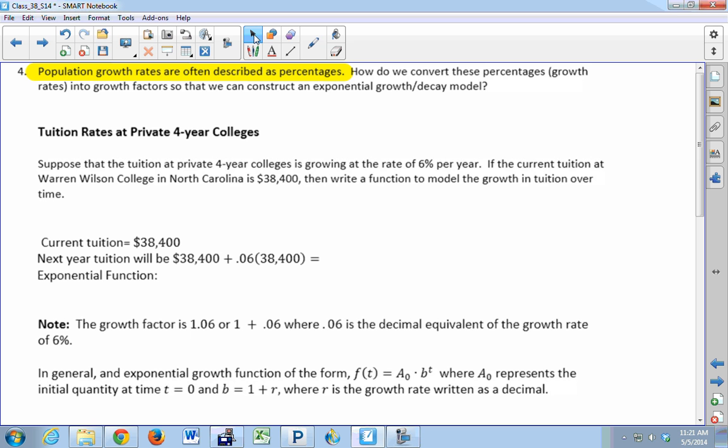Okay, so Amy helped us already when she said, I noticed that to go from 20 to 30, I take half of 20. And when I go from 30 to 45, I take half of 30 and add it to 30 to get my 45. She already helped us with this idea.